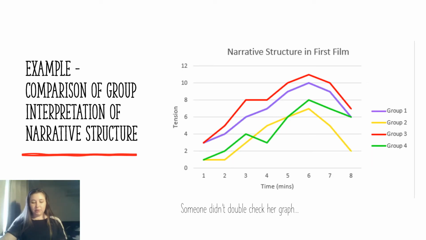So here's an example of how the graph for the first film might be, with each of the group's data represented in colors that they can identify and use to compare their experience in viewing with their classmates.